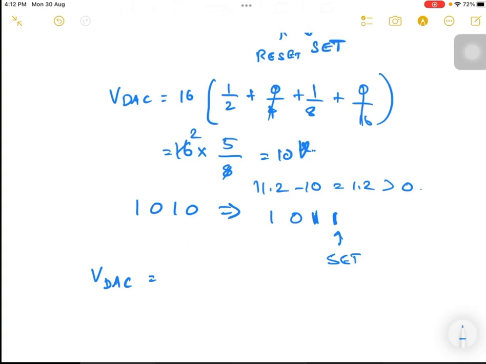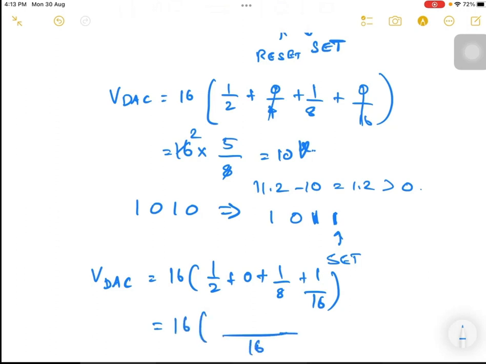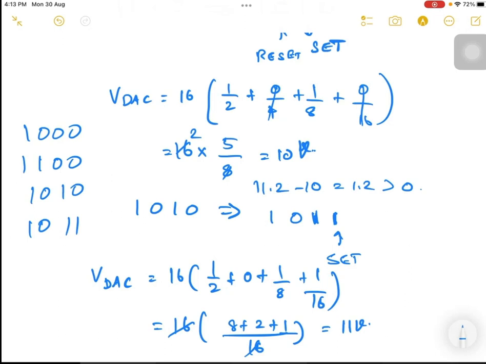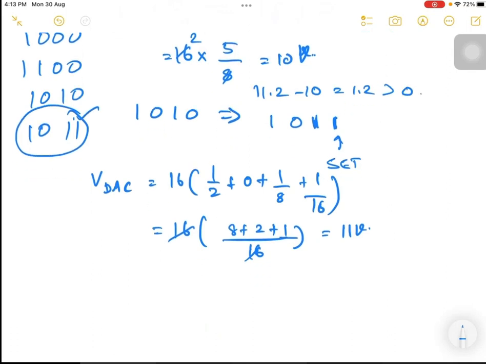VDAC equals V reference by 16 into 1 by 2 plus 0 plus 1 by 8 plus 1 by 16. Okay, so 16 into, then you take 16 as the LCM. 1/2 will be 8, 1/8 will be 2, and 1/16 will be 1, so 8 plus 2 is 10, 10 plus 1 is 11. So 16 and 16 cancel, you get 11 volt. Now all the bits we have set. So 4 times: first initially we got 1000, next we got 1100, next we got 1010, next we got 1011. This value is the 4th clock pulse because of the 4-bit ADC. So now in this case we got a voltage of 11 volt.